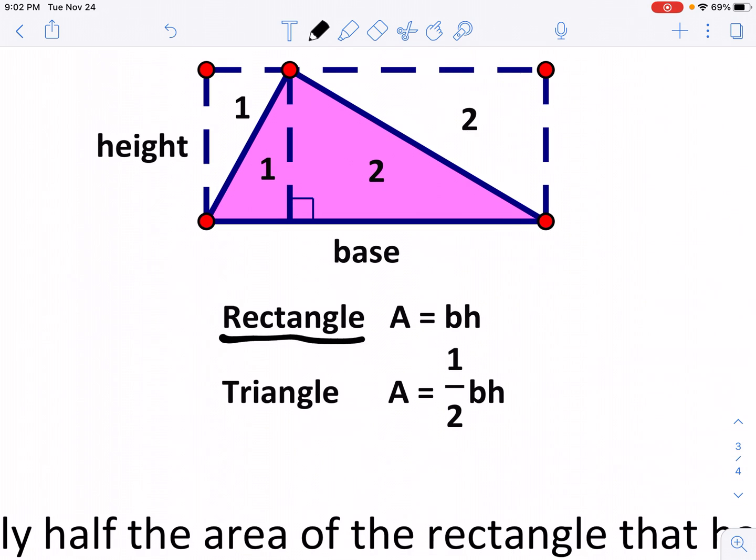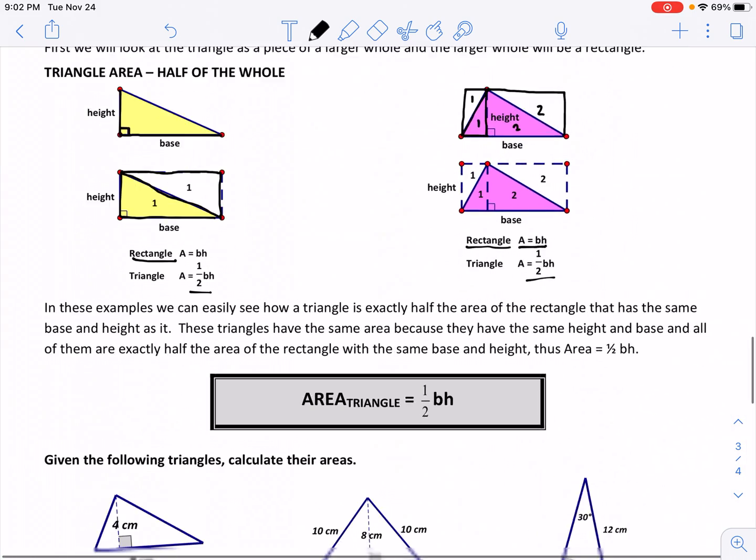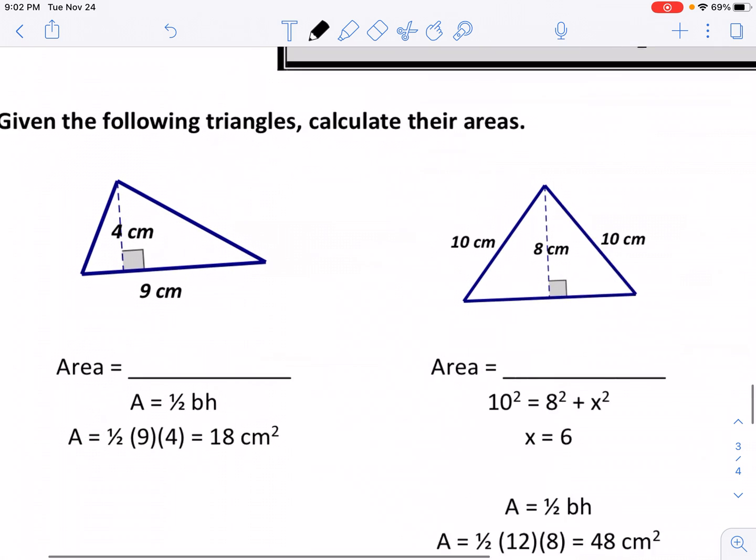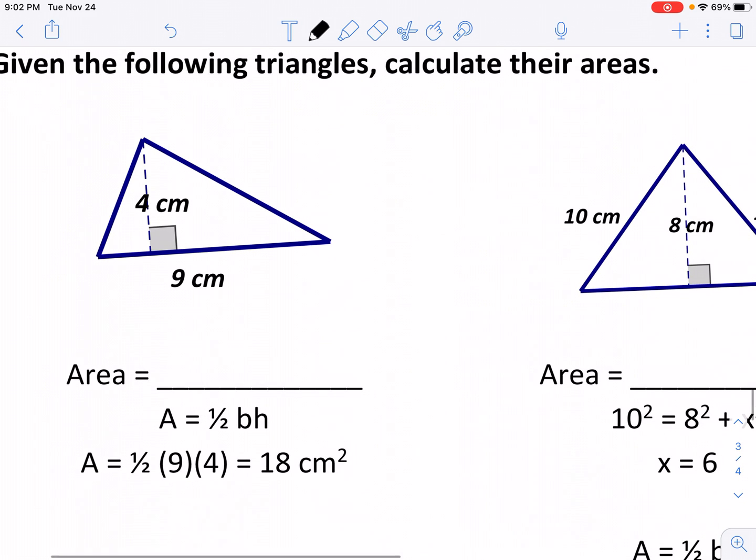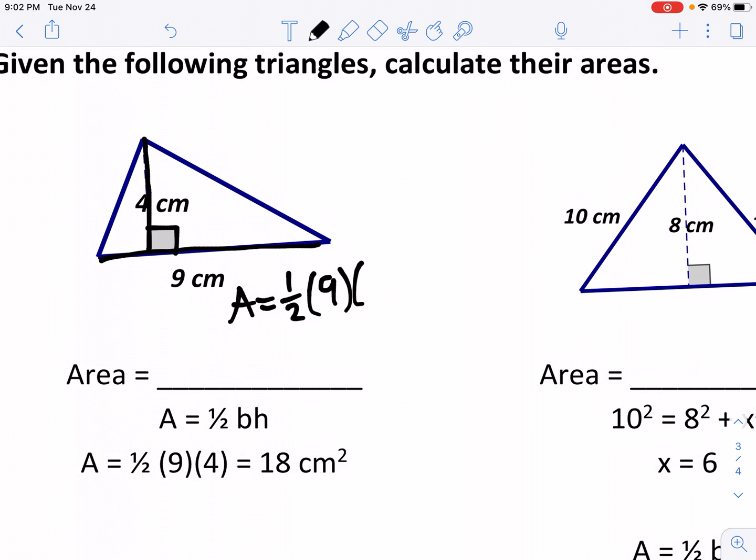So the rectangle is area of the base times the height, but our triangle is half base times height. Okay, and we've done some of these examples before, but it doesn't hurt to go back and review it. So if I want to find the area of this triangle, notice they give us the base over here is 9, and they do give us the height, which is perpendicular, which is 4. So the area is 1/2 times the base of 9 times 4.